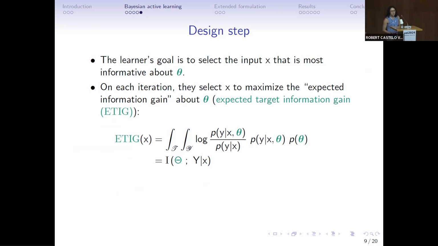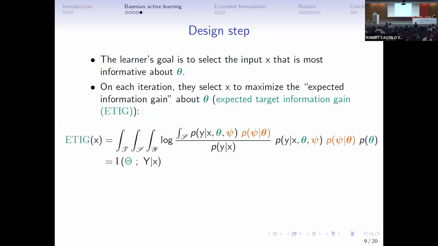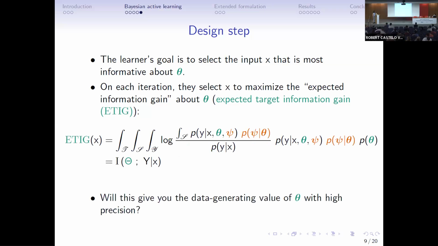The key difference here is that in practice, when you actually compute this, you want to take into account the fact that you're implicitly marginalizing across these nuisance parameters. So in particular, notice here and here, you have this likelihood, what is the probability of my data given theta? This is an implicit marginalization across your prior over nuisance parameters. And so now we can ask the question, will sequentially maximizing this equation give you the data generating value of theta with high precision?